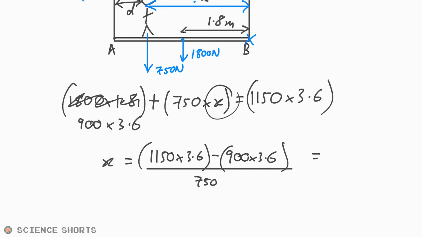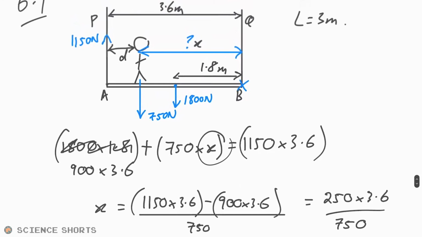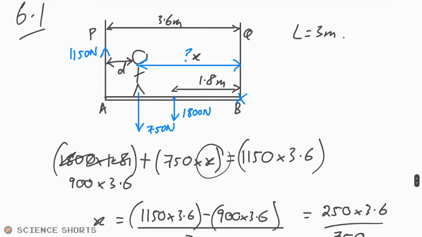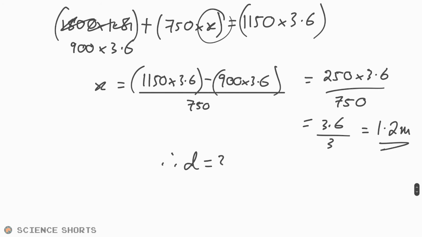And so that's going to be, what's that? 250 times 3.6 divided by 750. And so I think that's going to be a third. So basically 3.6 divided by 3. And so that gives us 1.2. Wow, I didn't even need a calculator. How smart am I? So that's what x is there. So if that's 1.2 meters to there, ooh, he's the other side. So he's actually here now, methinks. That's okay. And so therefore, d is equal to 3.6, take away 1.2, so 2.4 meters. Oh, I'll quite chill for that.